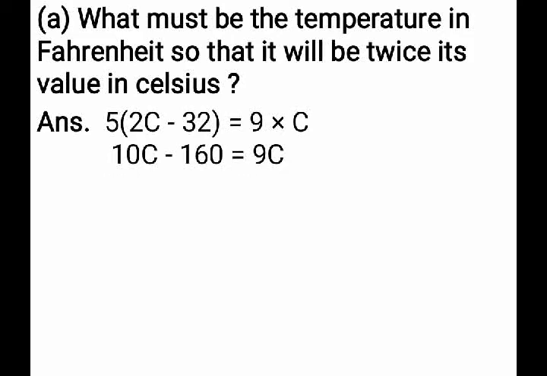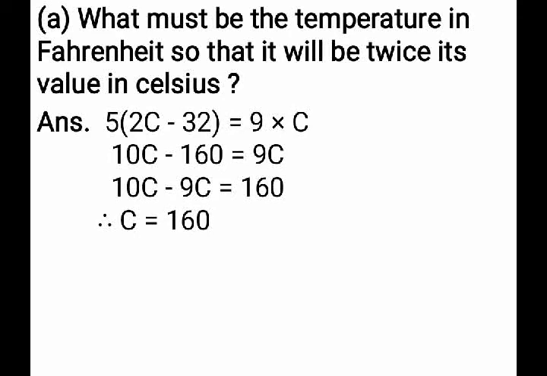Now the numbers with variable C are 10 and 9. Number with variable C, you have to take it on the left side. Okay, it becomes 10C minus 9C, plus 9C becomes minus 9C when you are shifting it from right side to the left side. And this number without variable, when you are taking it from left side to the right side, it becomes plus. That is equal to 160. Therefore C is equal to 160. 10C minus 9C, if you subtract, you are getting the answer 1C, that is only C.